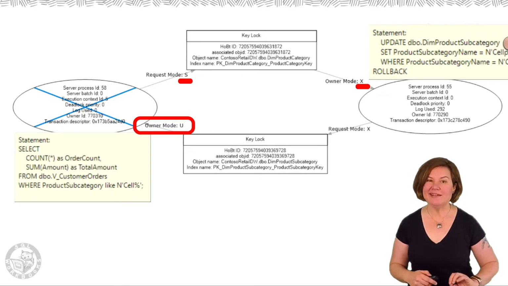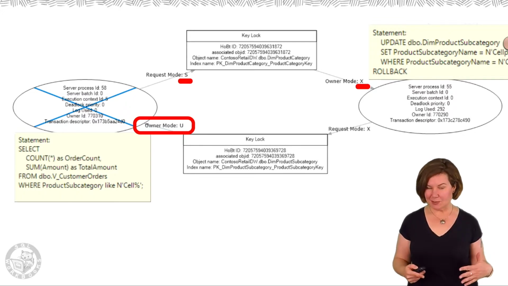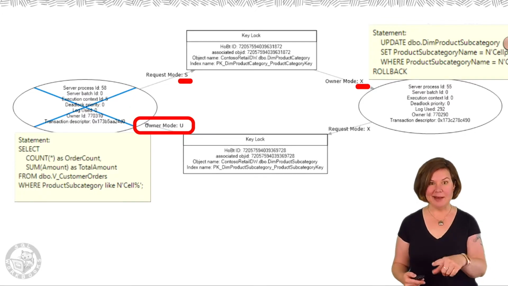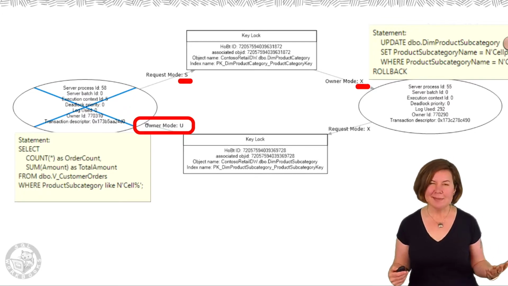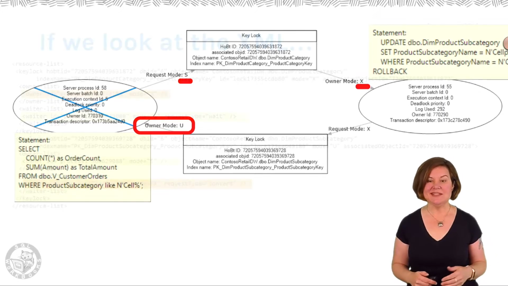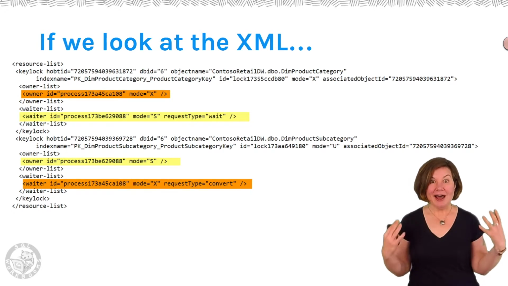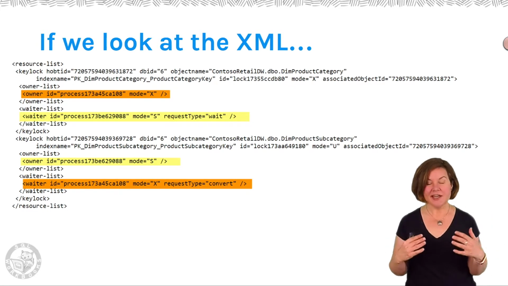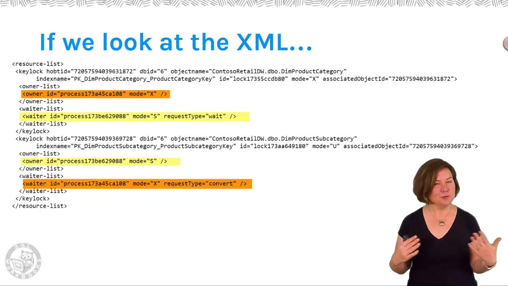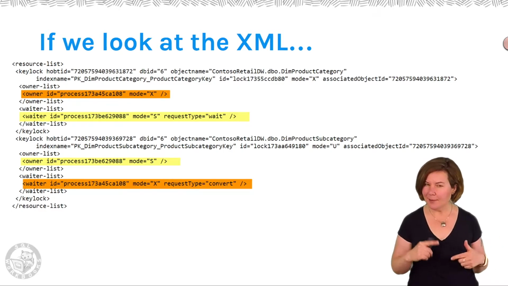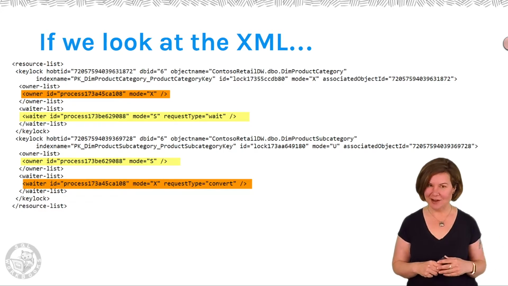One of the things to know about deadlock graphs is that the graphical display can lie about this update lock, or maybe it's not a lie, maybe it's just a mistake. If you look at the XML behind that file, and you look at, okay, what are the lock modes in here, you will not find an update lock for that select query.